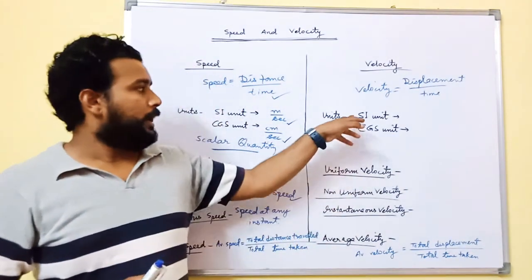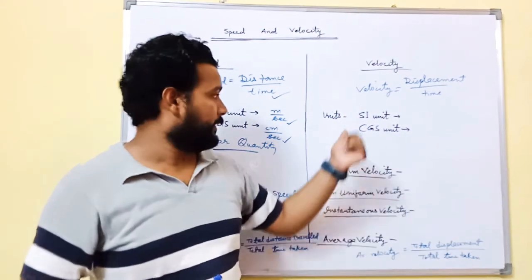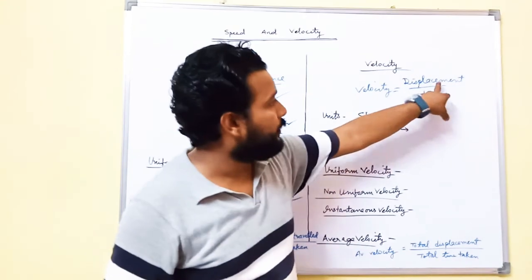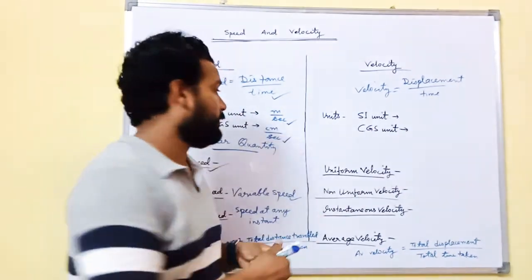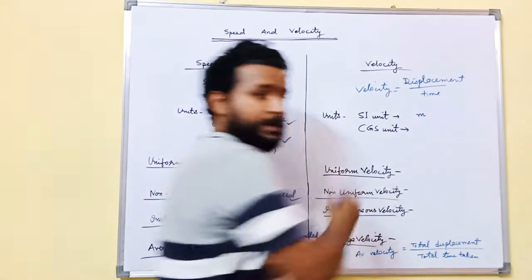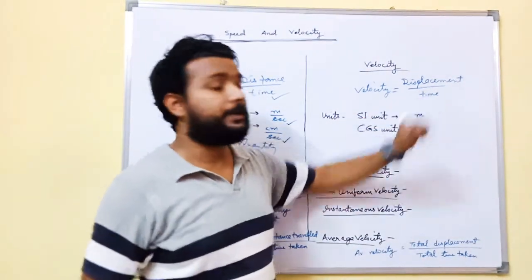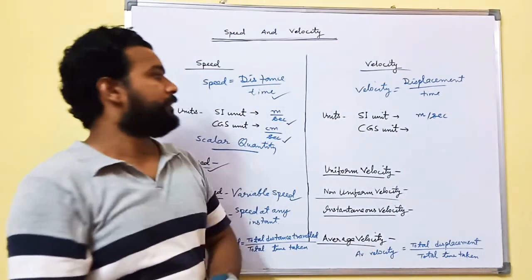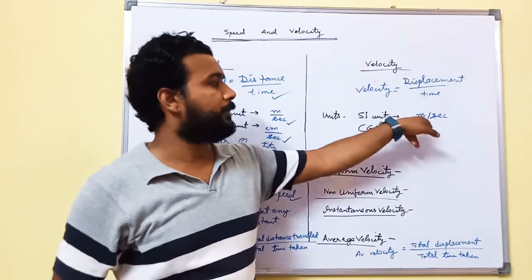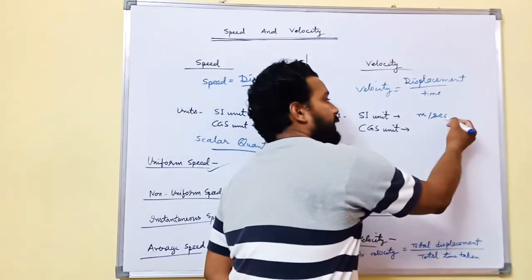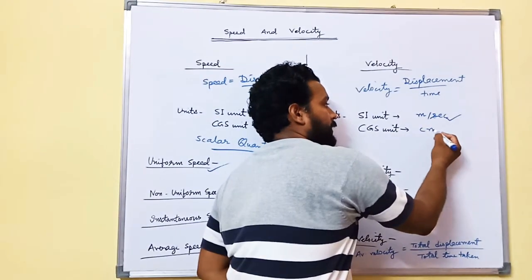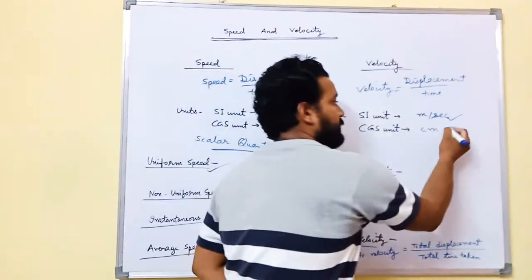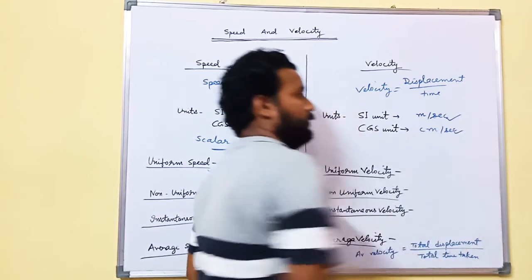So the SI unit of velocity: the SI unit of displacement will be meter, and the SI unit of time will be second. So we can write the SI unit of velocity as meter per second. And in the CGS system, the CGS unit of velocity will be centimeter per second.